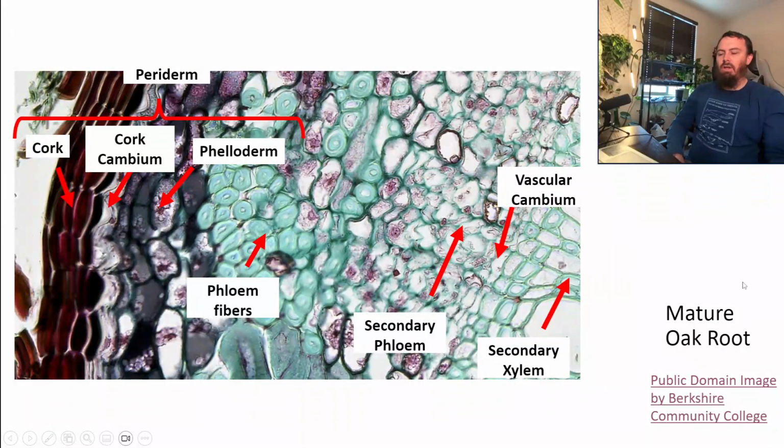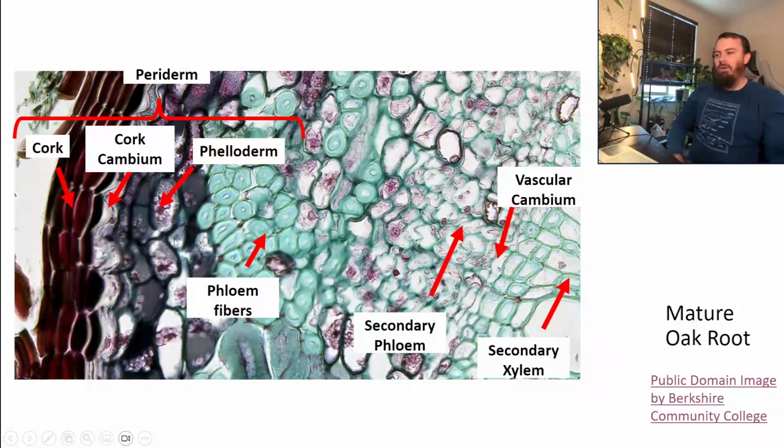If we zoom in on the oak root and look at the outside here, we have the vascular cambium, secondary xylem, secondary phloem. Phloem on the outside, xylem on the inside. Now, just exterior to the phloem in this picture, you can see these cells here, and look at how thick their cell walls are. That's sclerenchyma tissue. Those are phloem fibers. They're there for support and structure to protect the vascular tissue just on the inside.